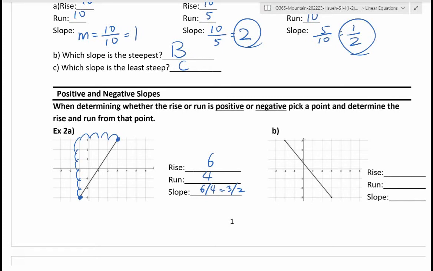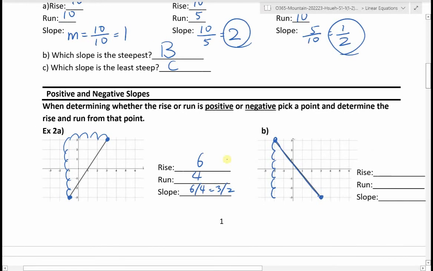Now you can see in part B, you can probably guess it, this would have a negative slope because if you look from left to right, this is going downwards, right? Again, if you graph from left to right, it's going downwards. So again, I'm going to count from left to right. From this point, I'm going to go 1, 2, 3, 4, 5, 6 units down. Because we're going downwards, the rise is actually negative 6. For the run, we have 1, 2, 3, 4, 5. So the slope is negative 6 out of 5.